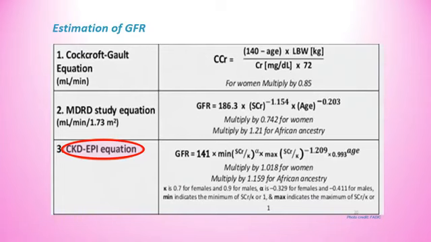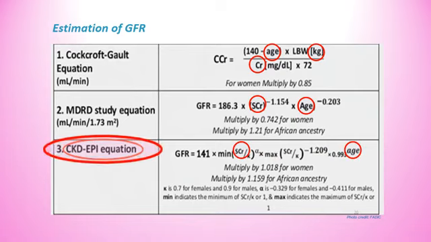Now come to the estimation of glomerular filtration rate. There are three equations in this slide: the Cockcroft-Gault equation, the MDRD equation, and the CKD-EPI equation. CKD-EPI means Chronic Kidney Disease Epidemiology Collaboration equation. For the first one, we need the age of the patient, body weight of the patient, and serum creatinine. For the second one, it is serum creatinine and age. And for the third one, it is the serum creatinine and age of the patient. Out of the three, I think the CKD-EPI equation is better for assessment of the glomerular filtration rate.